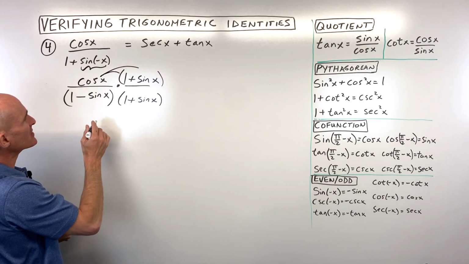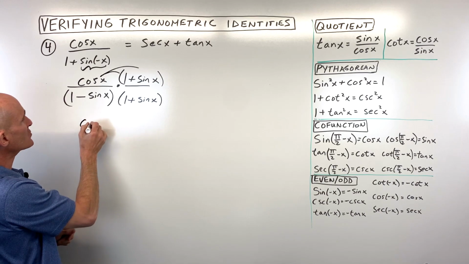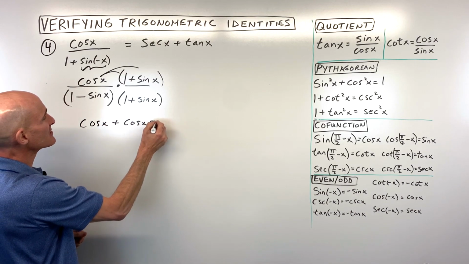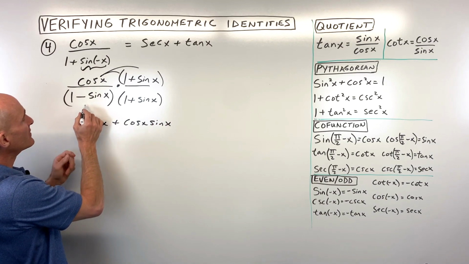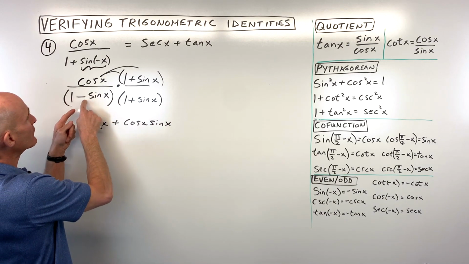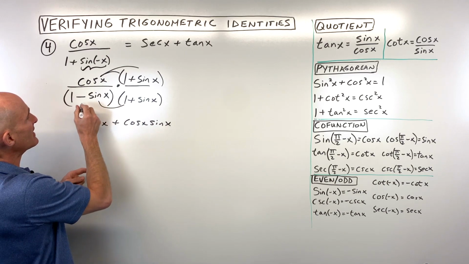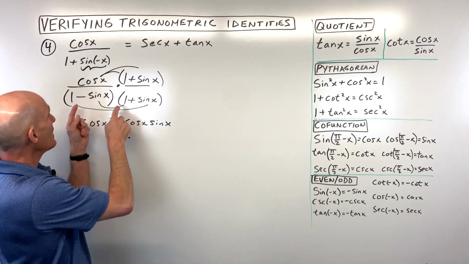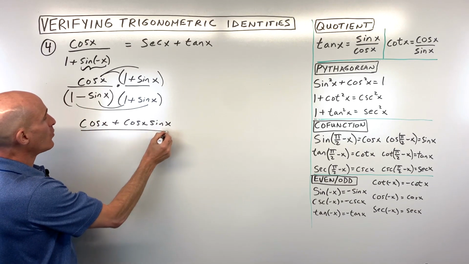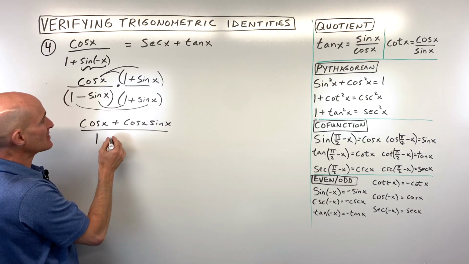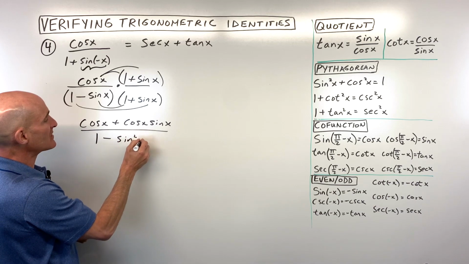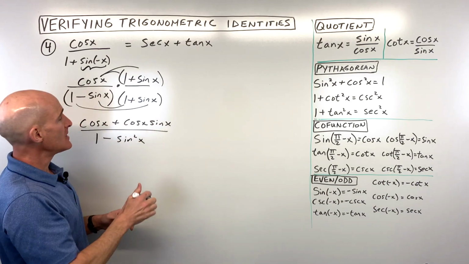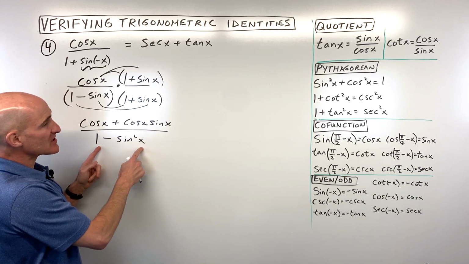So what happens here in the numerator, I'm just going to distribute. Okay, actually, let's see. Should I distribute? Yeah, let's distribute. So that's going to be cosine x plus cosine x sine x, right? In the denominator, we have a sum and difference pattern, which means that the inside, negative sine x, and the outside, positive sine x, those are going to cancel out. We've got 1 times 1, which is 1, and negative sine x times positive sine x is negative sine squared x. So you can FOIL that out or do the distributive property twice. And so now we've got 1 minus sine squared x.